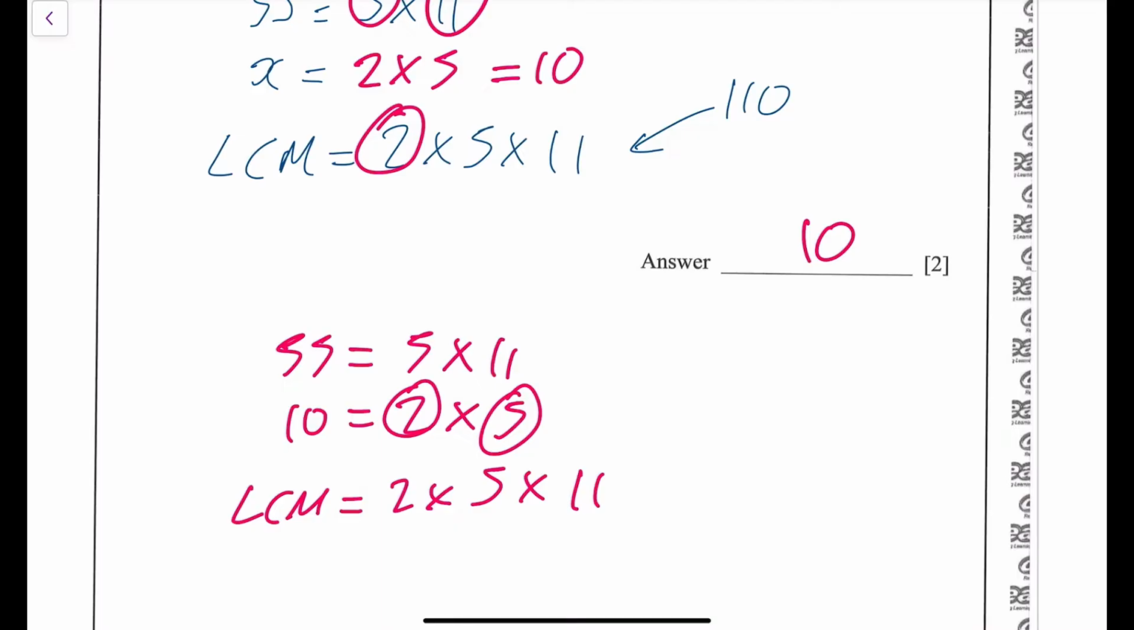There's probably other answers. You probably could have done 11 times 2 as well, so 22 would have worked. What else would have worked? Well, that's really going to be it. So your two options could be that 10, or you could have 2 times 11. 22 would have worked as well.